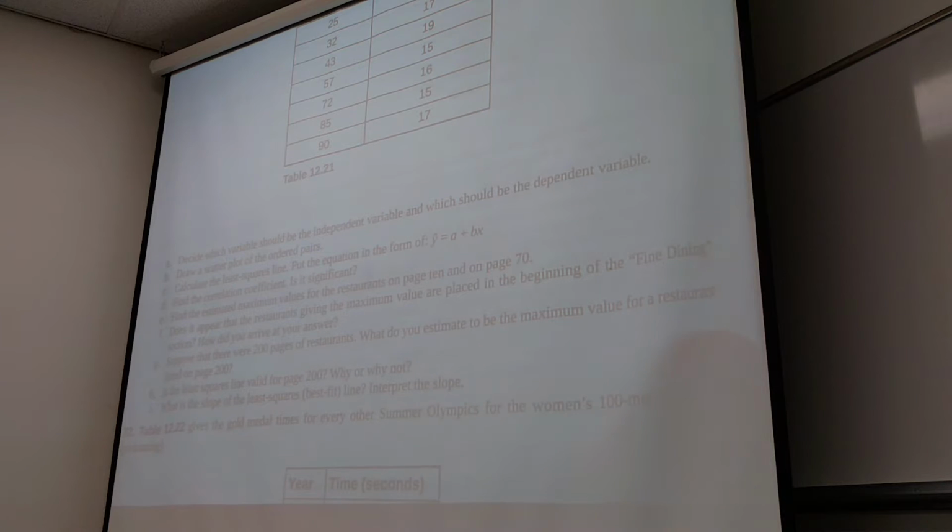What do you estimate to be the maximum value for a restaurant listed on page 200? Again, is the least squares line valid for page 200? No. So that's why your answer to part G should be the mean. Don't even use the line. Doesn't make any sense. All right, maybe you guys are with me here.